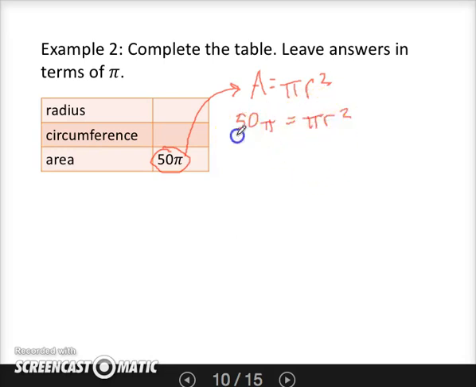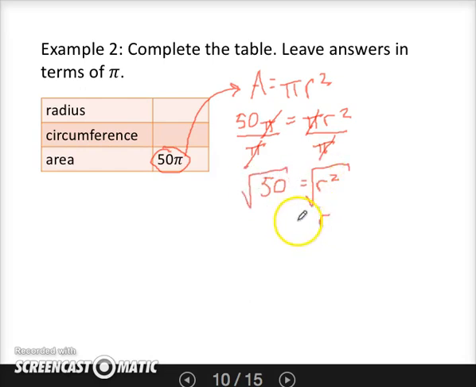Now, since pi is just a number, you may not be comfortable with this move yet, but I'm going to show you it because it's something that you're going to have to do. Dividing both sides by pi is a legal move, and it's a helpful move. Now we are left with 50 equals r squared, which is a solvable equation. We can take the square root of both sides of this equation, leaving us with the radius equal to the square root of 50.